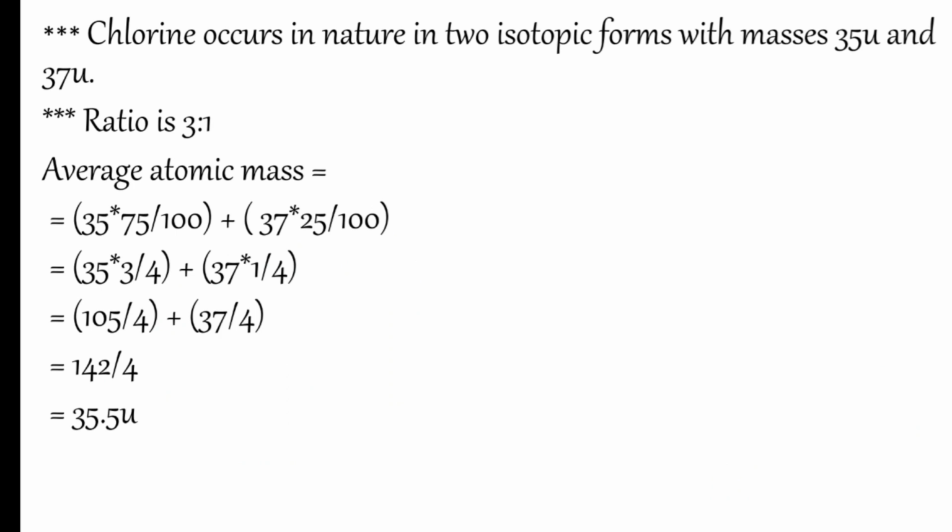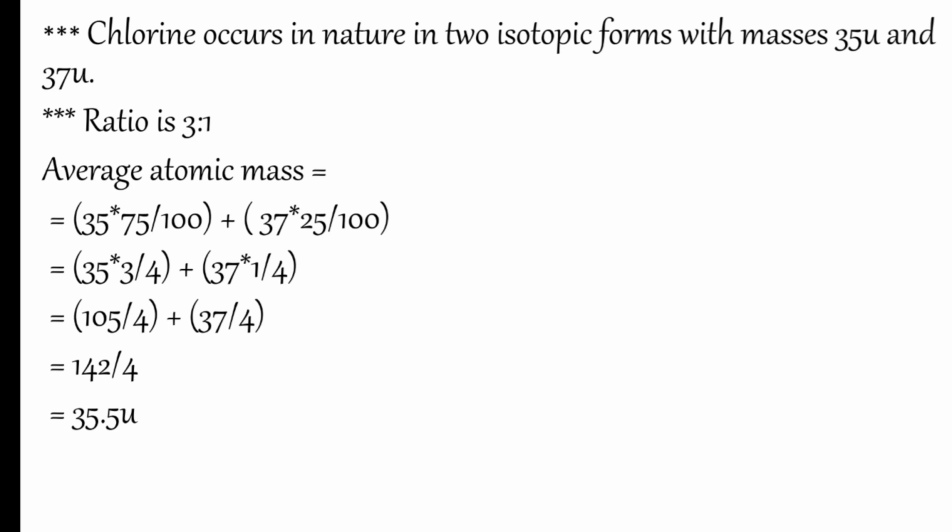Now here a question arises. Chlorine occurs in nature in 2 isotopic forms with masses 35 u and 37 u, and the ratio is 3:1. So we can't take just 35 u or 37 u. We need to take an average atomic mass. So how to calculate it? That is 35 multiplied by 75 upon 100 plus 37 multiplied by 25 upon 100. The 75 and 25 come from this ratio, that 3:1.